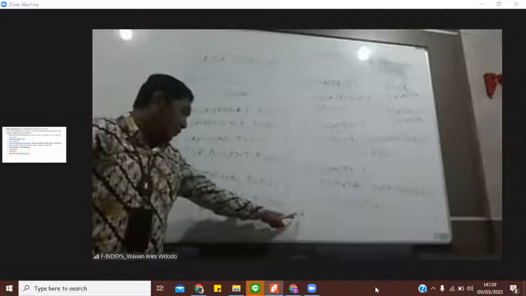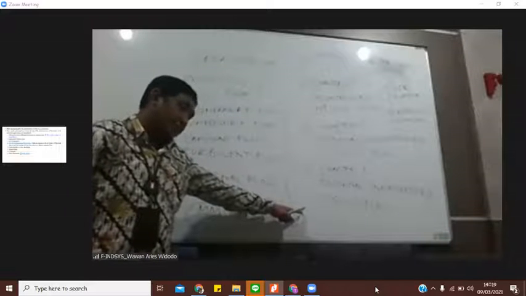MMSCFD is equal to million. If M is equal to 1,000, M here is equal to 10 exponent 6, or million. S here is standard, C here is cubic, F here is feet. This is the flow rate of gas.